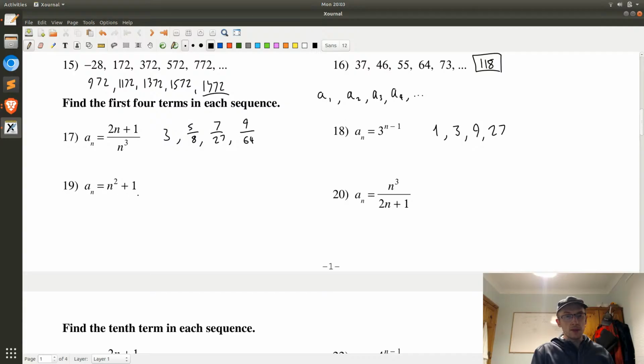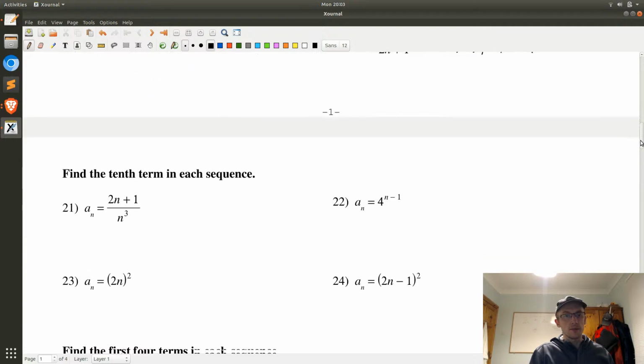Here we have the square numbers incremented by a 1. So instead of being 1, 4, 9, 16, it'll be 2, 5, 10, 17. N cubed over 2n add 1, huh? I'll stick in 1, and I'll get 1 over 3. In fact, it's actually just a reciprocal of these. So 1/3, 8 over 5, 27 over 7, and 64 over 9. Wonderful.